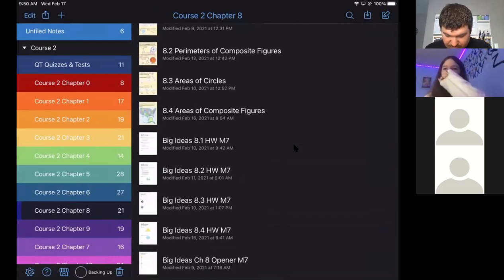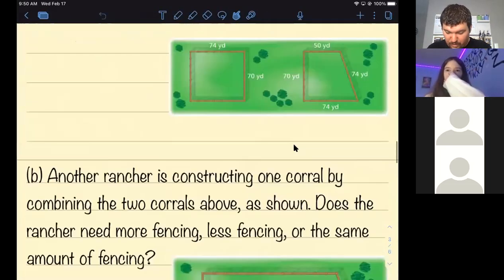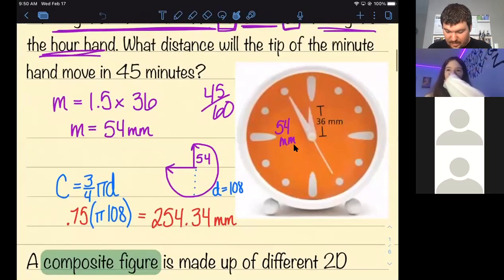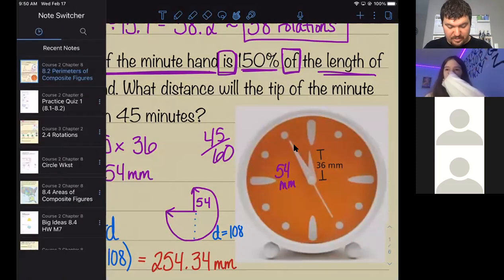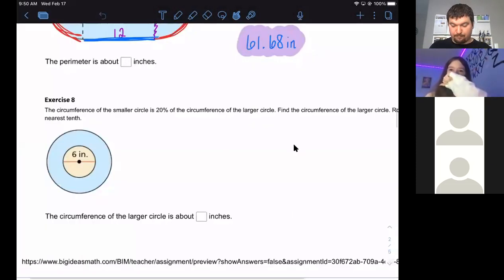I want to say it was an 8. Yeah, right here, 8.2. We did a problem similar to this one when we did this clock problem that you might remember, where we had to use percents. And so we're going to use our percents stuff that we learned from chapter 6 in order to help us with this problem on the practice quiz, okay?